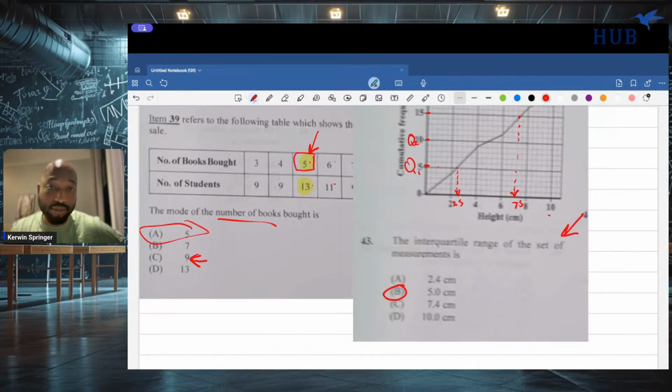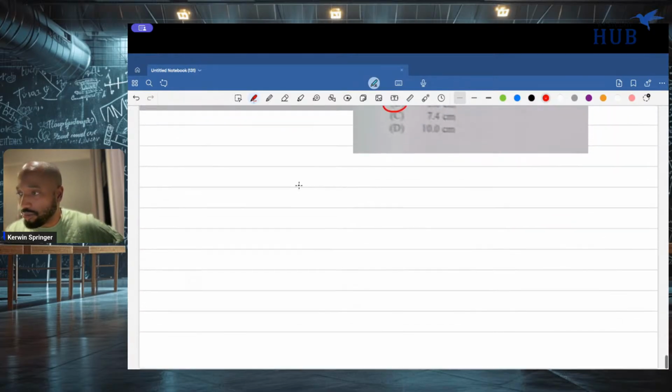B is the answer. You have to know a lot about interquartile range to understand that immediately as I was doing it. If you don't, go and revise it, or just memorize that the answer is B. The interquartile range is Q3 minus Q1, the upper quartile minus the lower quartile. Okay, let's keep moving.